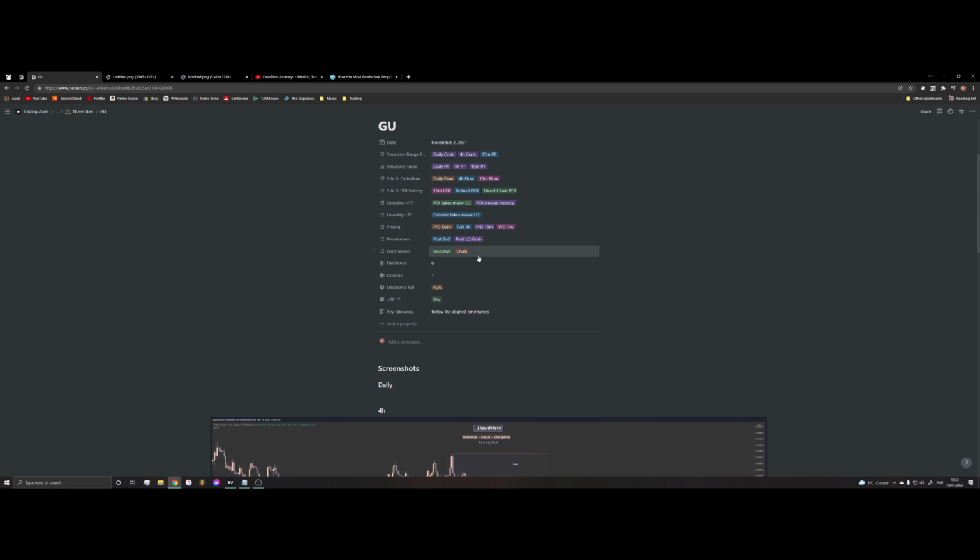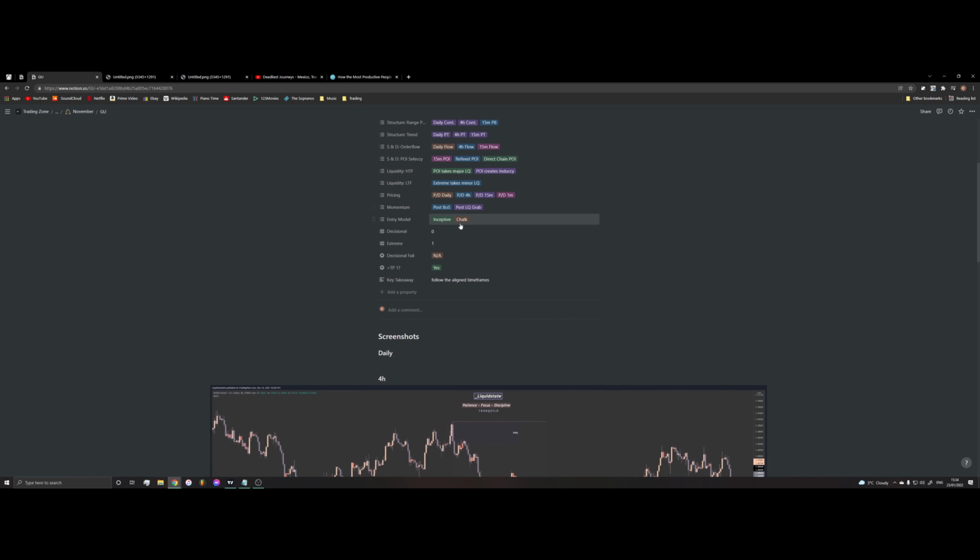My entry model is something that I will need to update soon, because I'm formulating my entry models into a better overall package. But this is an Inceptive, and here's another one of my personal quirky names: chalk, just being change of character, chalk, however you want to say it. I just find it funny, so I've called it chalk.